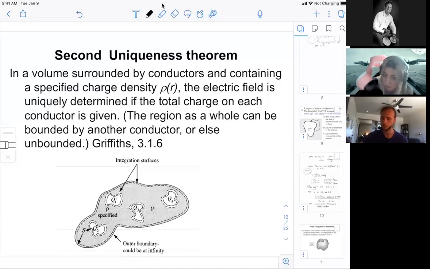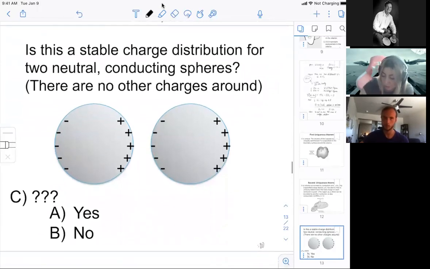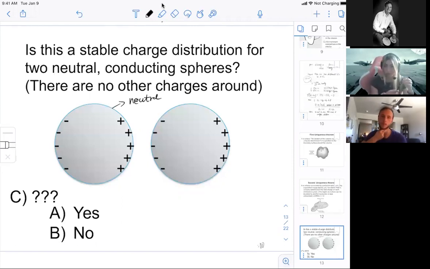So this is a little more abstract, but we can look at a more concrete example to see how we apply the second uniqueness theorem. Here I present this sort of distribution. You have a space you're interested in, and inside this space you have two conductors. This is a conductor, this is a conductor. And I tell you they're both neutral. That is a way of telling you the total charge on each conductor has to be 0 overall.